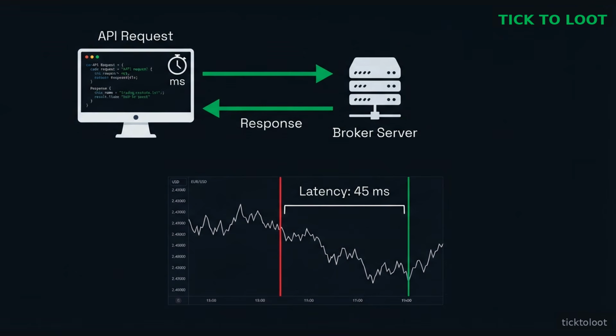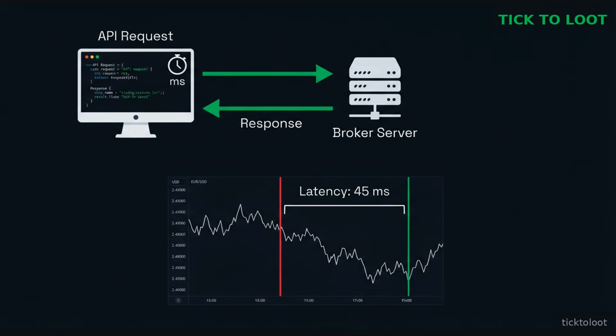Once you confirm the door exists, the next question is how fast it opens and closes. That's latency, measured in milliseconds or thousandths of a second. In the Forex world, a delay of even 100 milliseconds can be the difference between buying at 1.0800 and getting filled at 1.0803, which can wipe out a small profit.